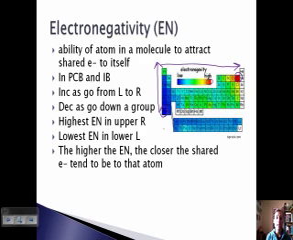The higher the electronegativity, the closer the shared electrons are to that atom. So fluorine is going to hold on to those, is going to steal, take those shared electrons, and they're going to spend more time with fluorine than with the other atom in the bond.